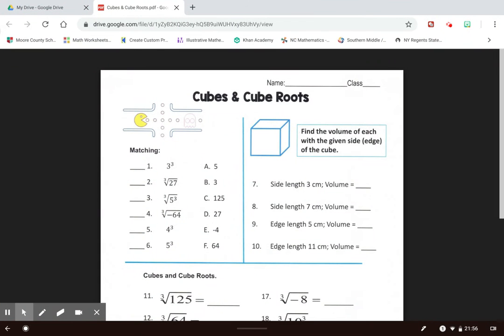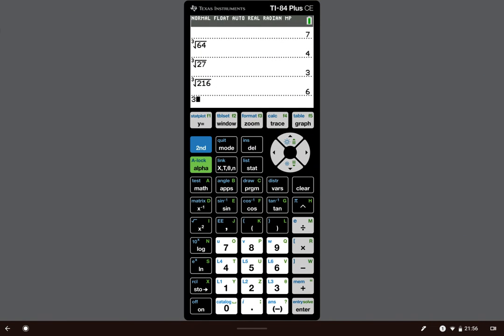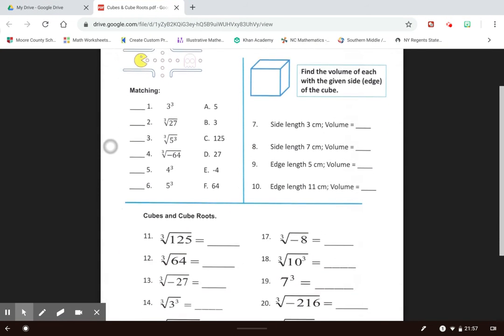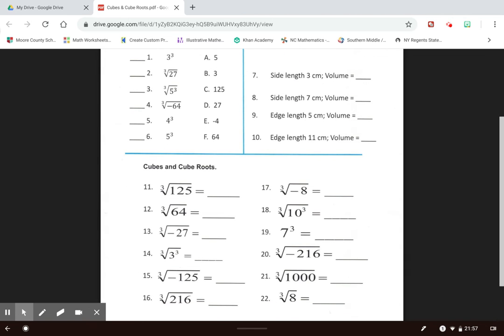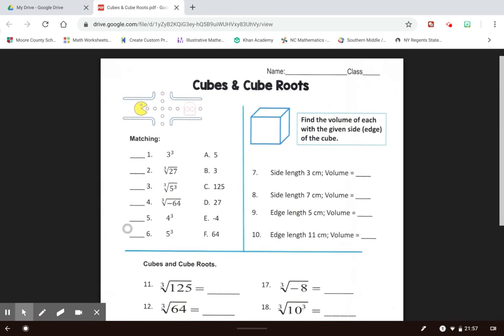Okay, so all you're going to do for this assignment today, called Cubes and Cube Roots, is starting with number 1. It says 3 to the third power. So you're just going to go to your calculator and type 3, caret key, 3, enter. 3 to the third power is 27. So then you'd come right back over here, and you would just match that with D, which is number 27. Okay, so that's all you're going to do for those problems over there: either find the cube root or cube it.